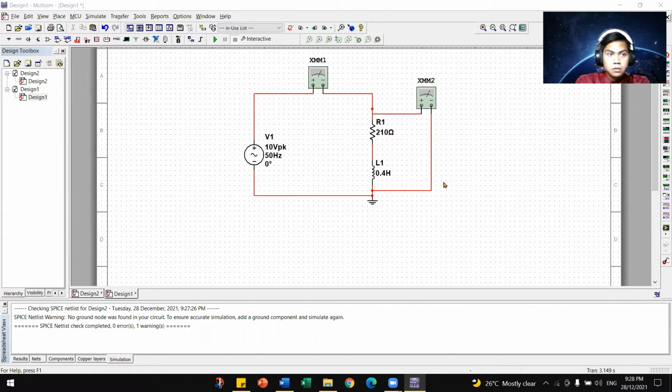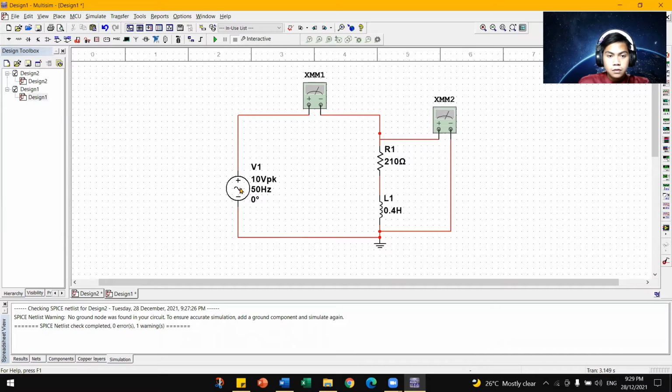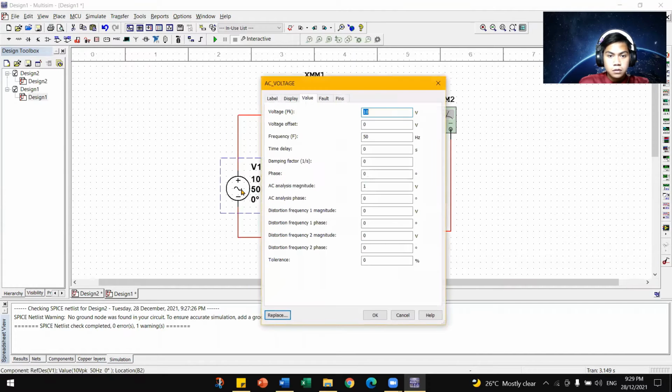AE190016. So today I will present a simulation about experiment 8, a basic AC circuit. So I will present about activity 1 and 2. So firstly, I will go for the activity 1. So in the instruction given, the source of the AC voltage is given 10 volt with frequency 50.